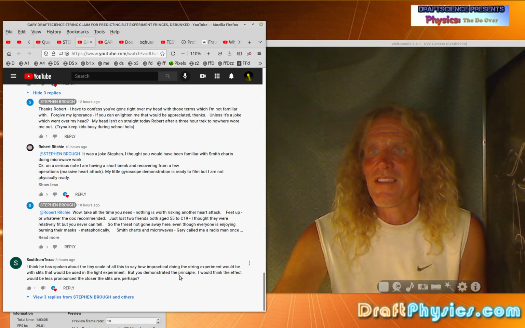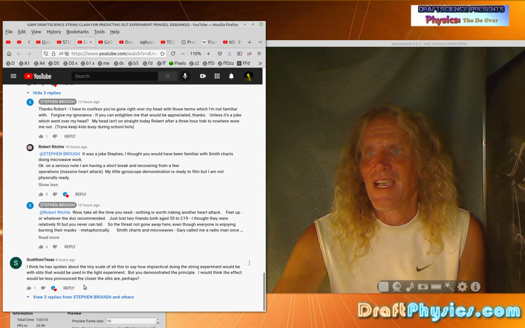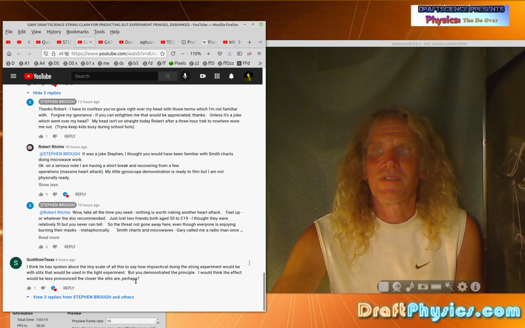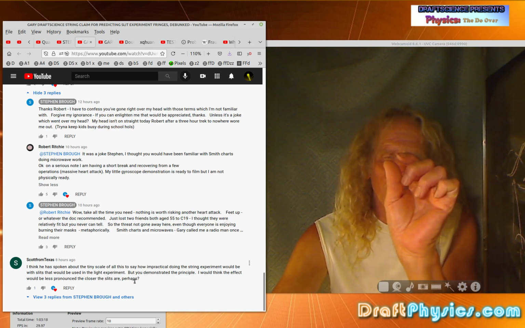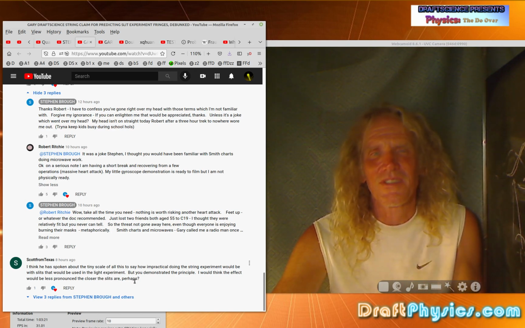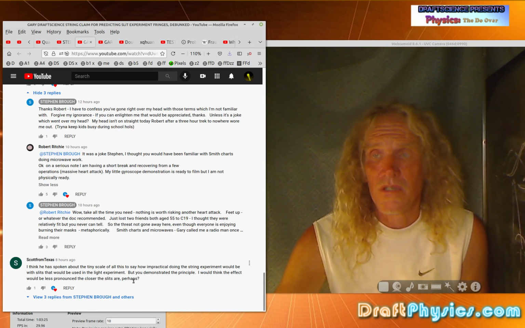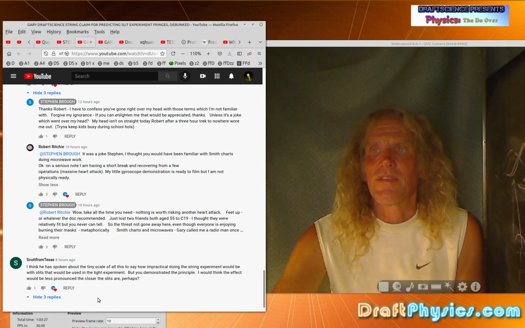Okay, I would think the effect would be less pronounced the closer the slits are, perhaps. Perhaps. So he only thinks it's perhaps. If the 2 focuses are closer and closer, the ellipse gets less and less. Duh. Alright, let's see what Steven says.